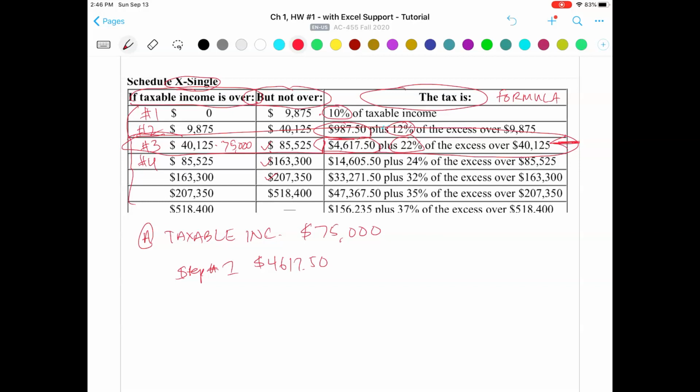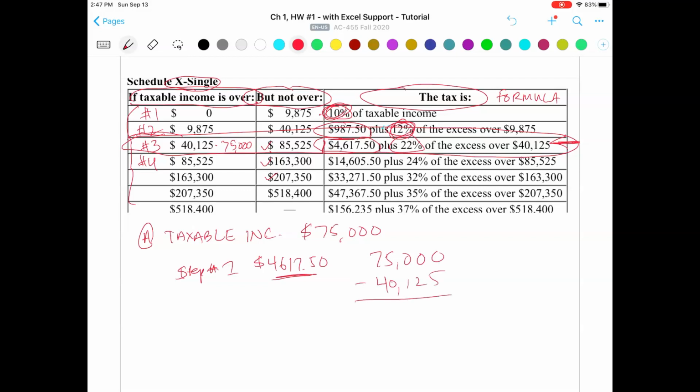Now, let me make a point here. This $4,617, that's the tax that Chuck owes at the 10% rate and at the 12% rate, okay? So the idea is that this has already been taxed. His income up until $40,125 has already been taxed, and this is the amount that he owes on that income. But now we need to look at the amount of income that remains.